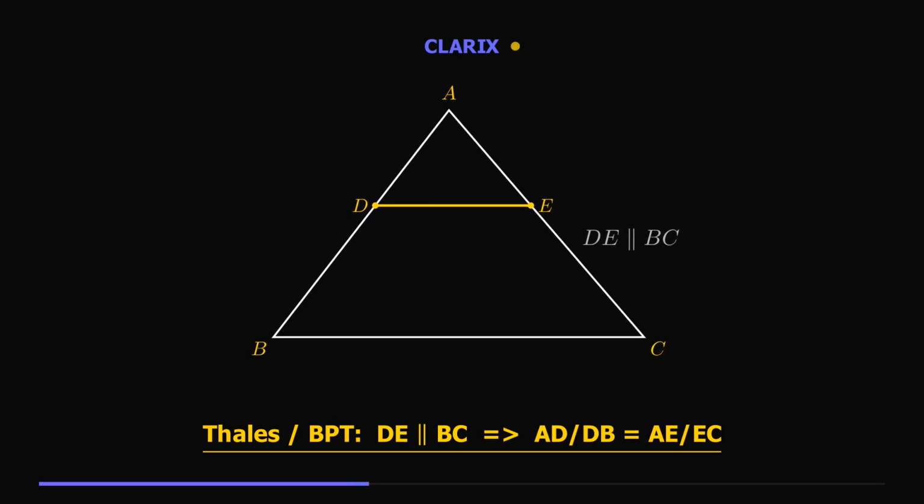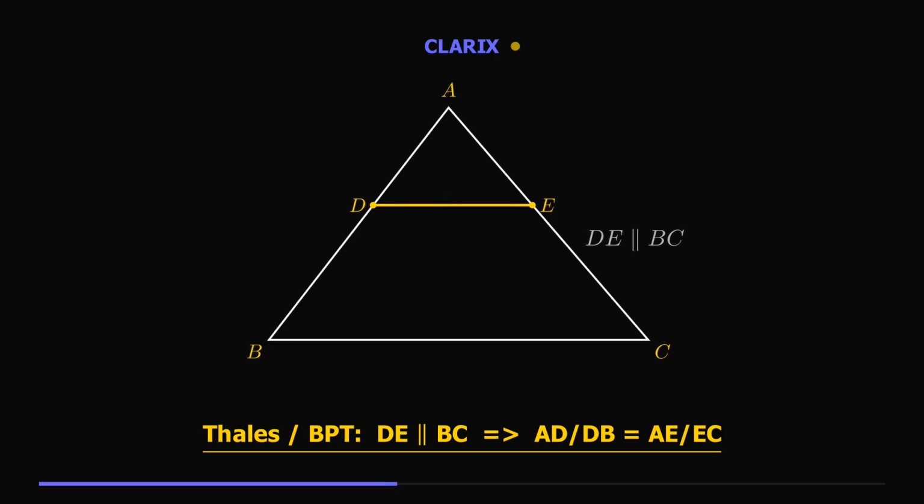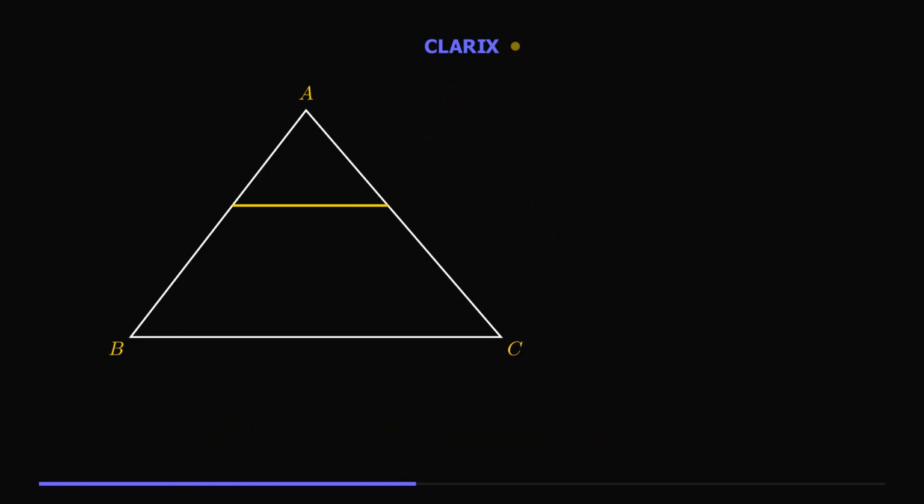Draw any triangle ABC. Now draw a line parallel to one side, parallel to BC, cutting the other two sides at D and E. Thales' theorem, also called the Basic Proportionality Theorem, says that parallel line divides the two sides in the same ratio. In symbols, AD over DB equals AE over EC. Where does that come from?